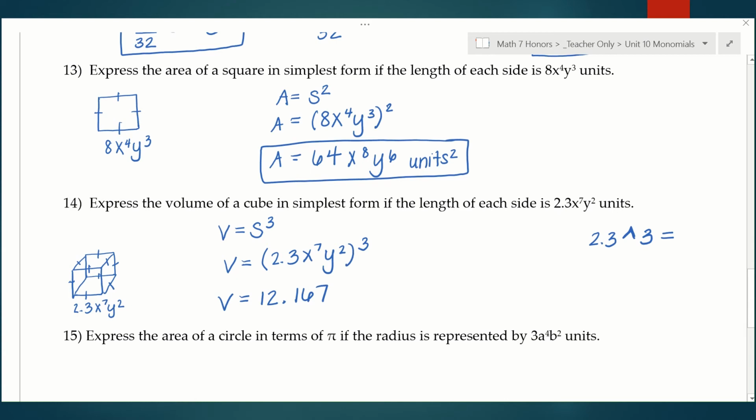Okay, so 2.3 to the third power, I'm getting 12.167, and x to the 7th to the third power is x to the 21st, and y squared to the third power is y to the 6th. And again, they just tell us units, so I'm going to call this units cubed, because it's volume, it's cubed.